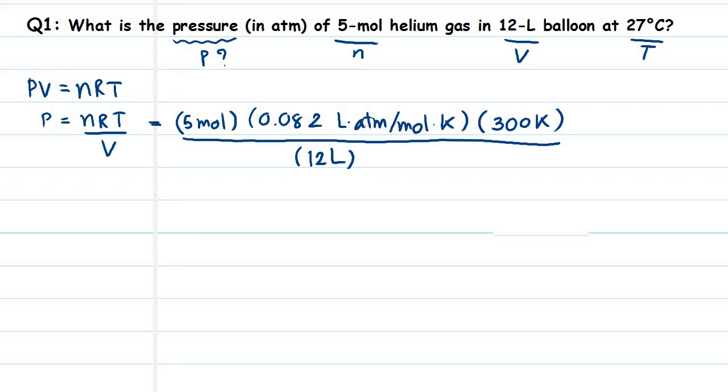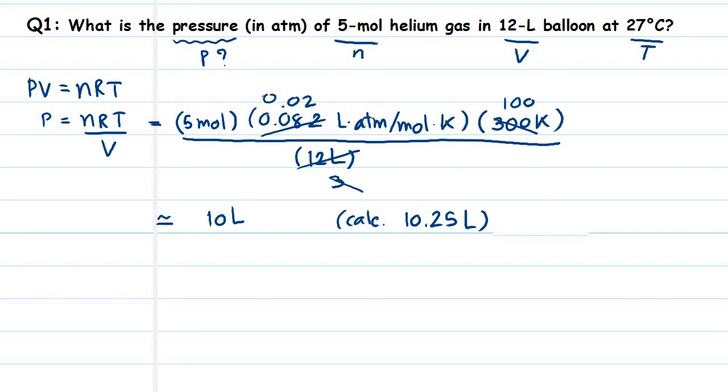Okay, so let's try. This is 3, that should be about 0.02, and then 3, that should be about 100. So that should be approximately 10 ATM. And if you actually plug it into a calculator, it should be about 10.25 ATM. So sometimes if you want to approximate, it will speed up the process quite a bit.